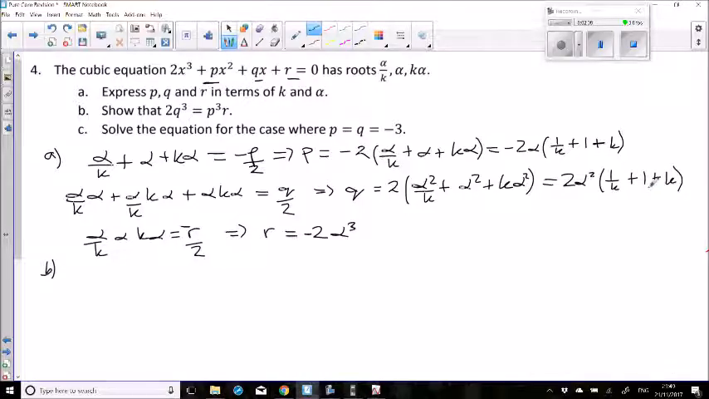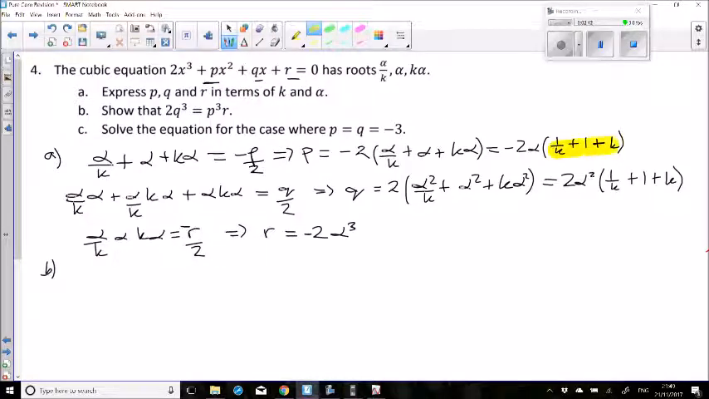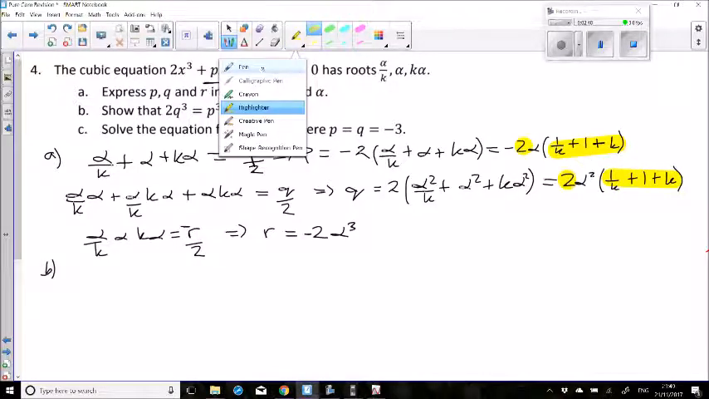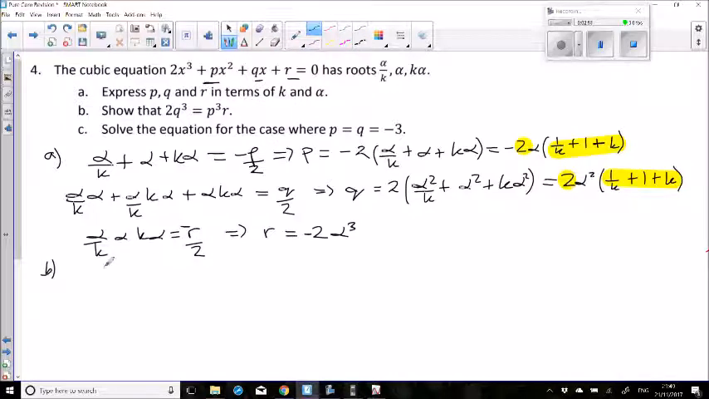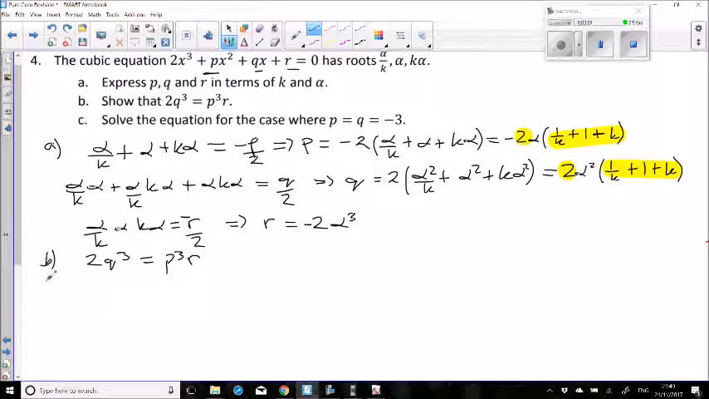Now this is going to be quite handy because I can see now that we've got some things in common here, and we've also got a 2 in common. Now this could be quite useful. Right, so what do we want to do? We want to show that 2q cubed equals p cubed r. Right, okay, let's see what we can do here.